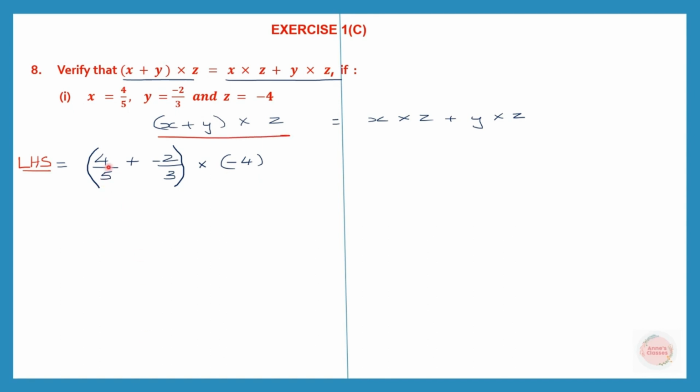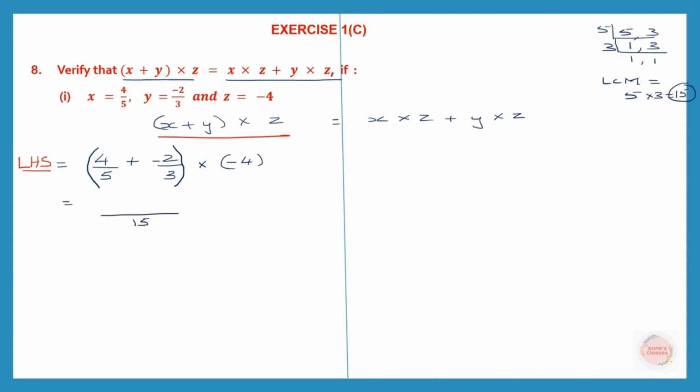Now if you look at this, 4 by 5 plus minus 2 by 3, we have to add up the two rational numbers. The denominators are different. So we must find the LCM of 5 and 3. So let's do that. LCM of 5 and 3. 5 ones are 5, bring down 3. Now use 3 here, 1 and 1. So what is the LCM? 5 into 3, which is 15. So we're going to use this here. So this will be 15.